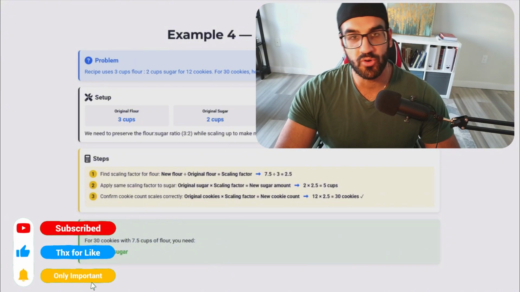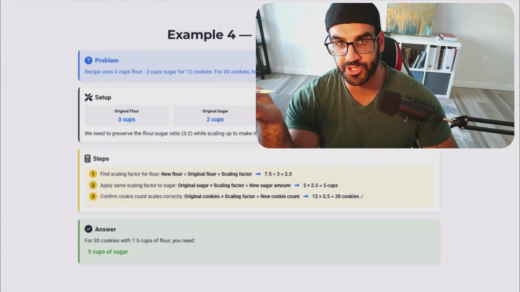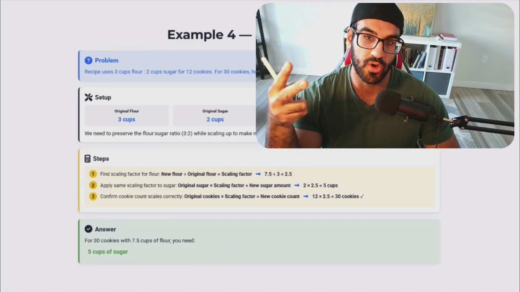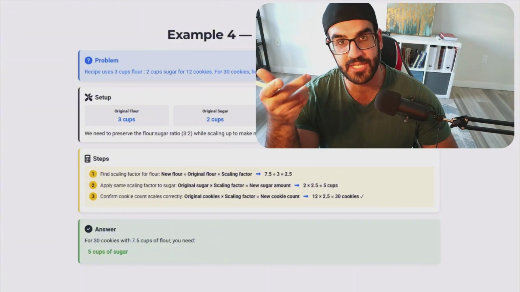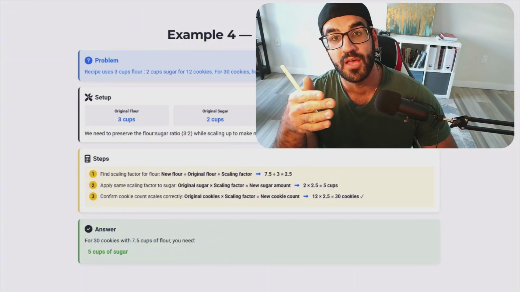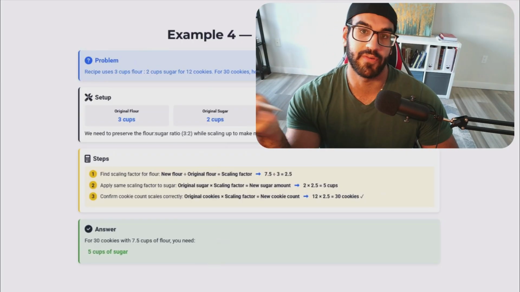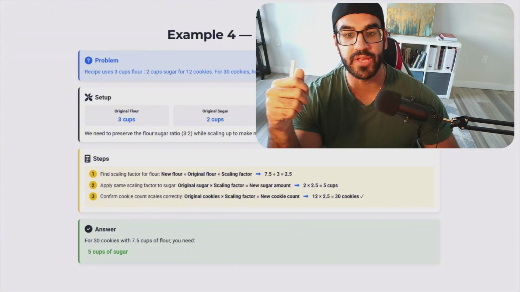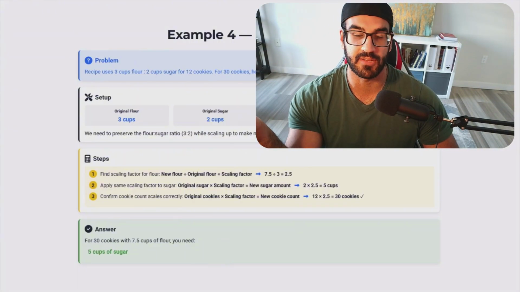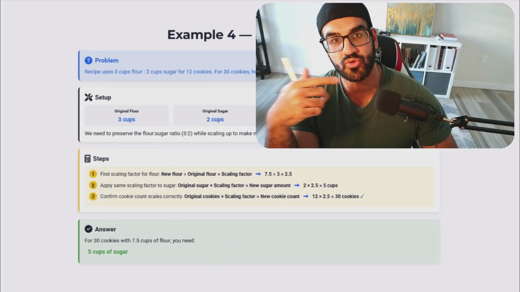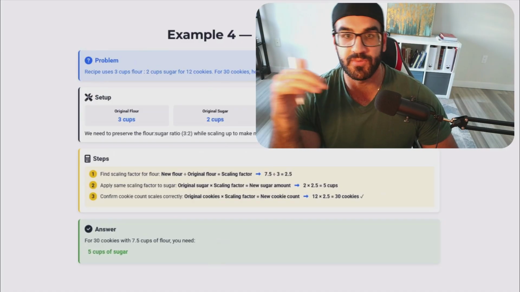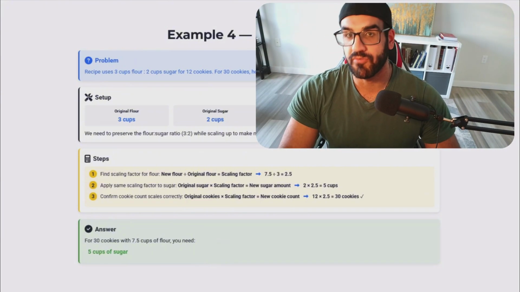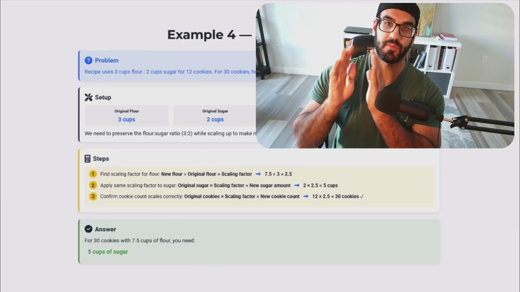At the beginning we have the original value. That original value says for 12 cookies you need 3 cups of flour and 2 cups of sugar. Then it says, imagine that right now instead of 3 cups of flour, I have 7.5. So we can easily find the scaling number: 7.5 divided by 3, and we find that 2.5 is the scaling factor. If you compare the final cookies with the original, it would be 30 divided by 12, and you still find 2.5. So this 2.5 is constant.